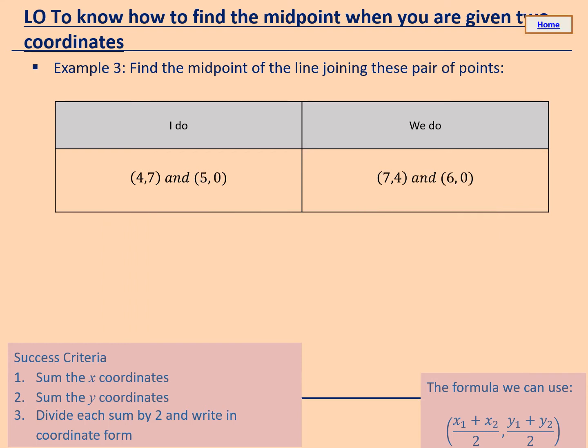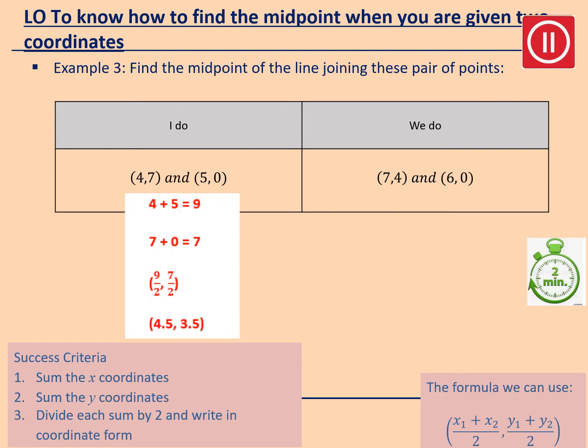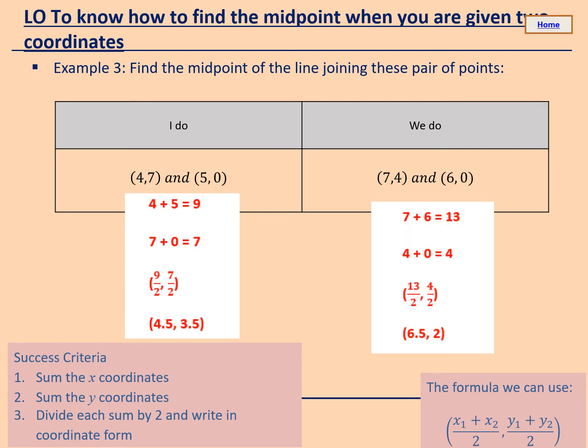So let's have a go at another one. So we're going to have a look at this pair of points, 4, 7 and 5, 0. 4 plus 5, the x coordinates, is 9. 7 plus 0 equals 7. So we divide the x coordinate by 2 and the y coordinate by 2. So we get 4.5, 3.5 as the coordinate. Pause the video as you have a go at the we do. Well done. So you should have the coordinate of 6.5, 2.